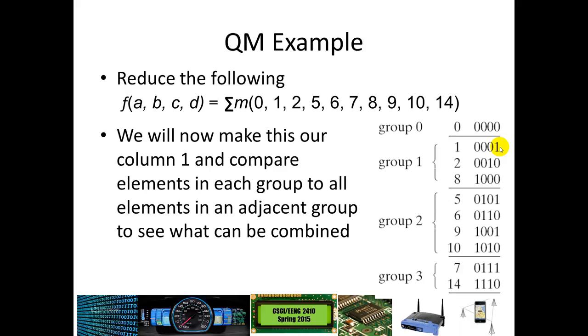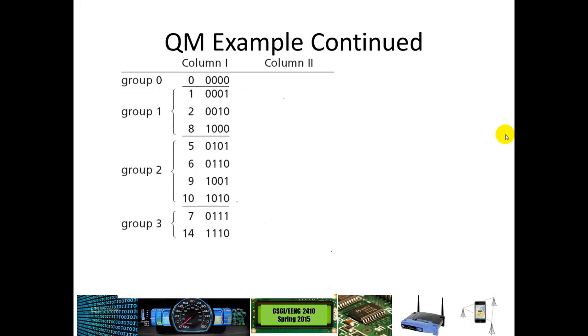We start with this, and we do a comparison between the 0 group and the 1 group, and here we go. We notice that 0 and 1 can be combined, so we're going to check those off. And then in column 2, we're going to list which min terms we're combining to make this new term. So we've combined 0 and 1 into a 0, 0, 0 dash. The dash represents the one place where we saw a bit that was different. And then we can proceed.